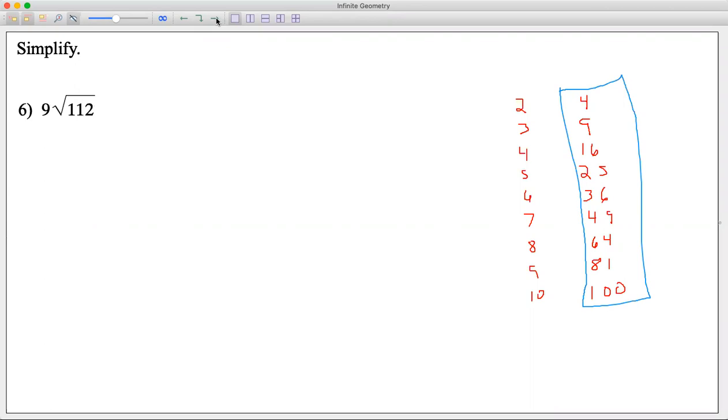All right, let's try this one, number 6. This is the first one that's a little bit stranger. I'm going to ignore that number out front to start with. I'm still going to put it there, 112. So here now comes who can do factors the quickest? Well, 4 does go into 112.